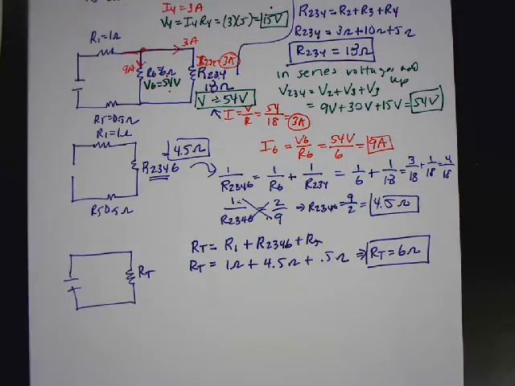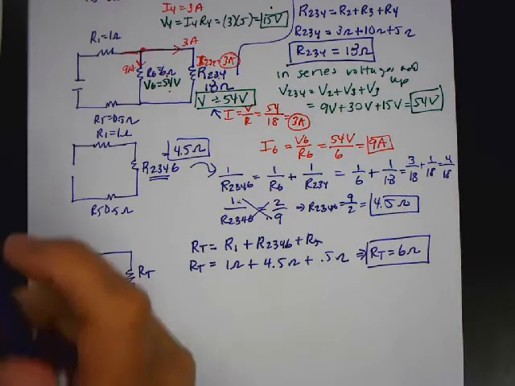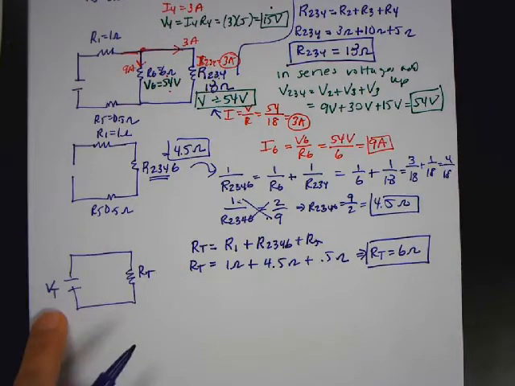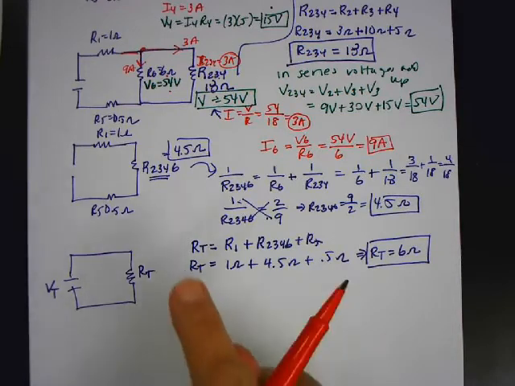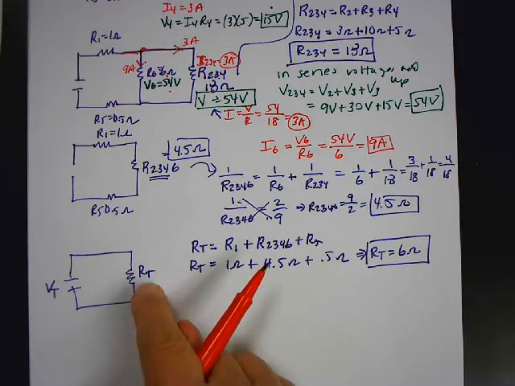But in this problem, we want to find everything. We want to find the current and voltage. Now, in this problem, remember, they didn't give you VT. If they gave me VT and RT, I could go back and find IT. But they didn't give me VT. So, I know this is 6 ohms.